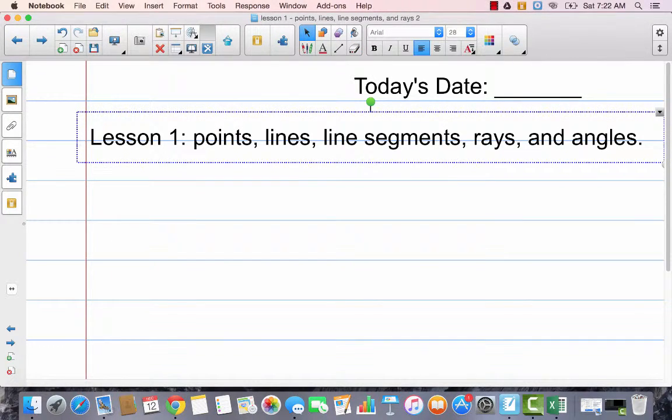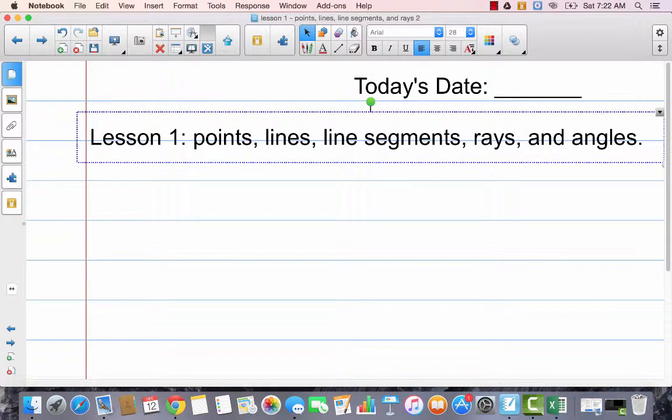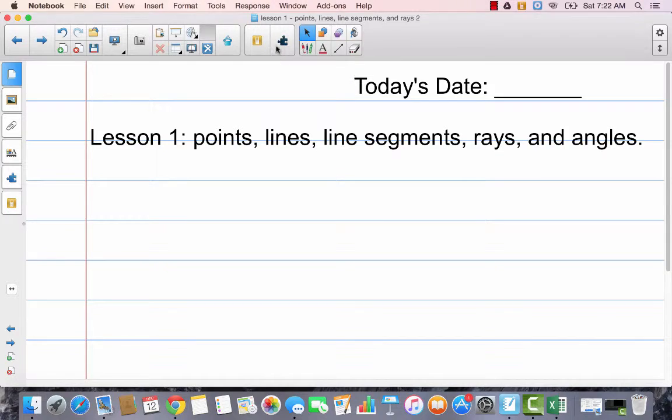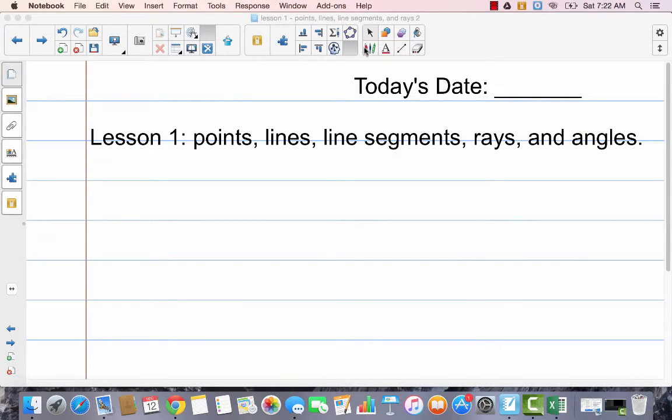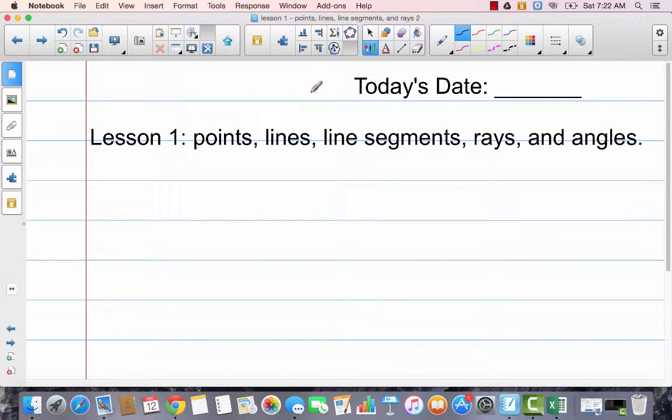So let's go ahead and get our journal ready, and I want you to go ahead and write today's date, lesson 1. I'm also going to tell you that you're going to need a ruler or some kind of straight edge. If you're at school and you need a ruler, the rulers are over by my telephone and over by the pencil sharpener, so you're going to need that. We're not going to be measuring. We're just going to be using the edge of the ruler so that we can draw nice straight lines.